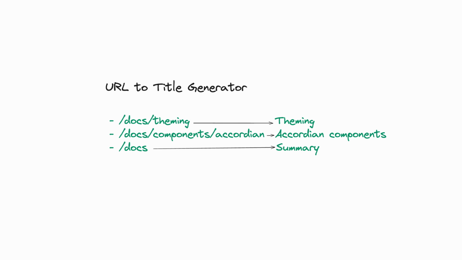This is how we convert our URLs into titles. So for example, if the URL is docs/theming, then it's going to be theming. And if it's docs/components/accordion, then it's going to be accordion components. And if it's just docs, then we're going to keep the title as summary.